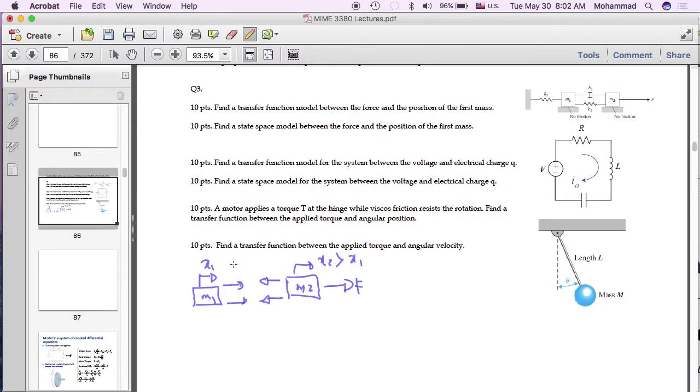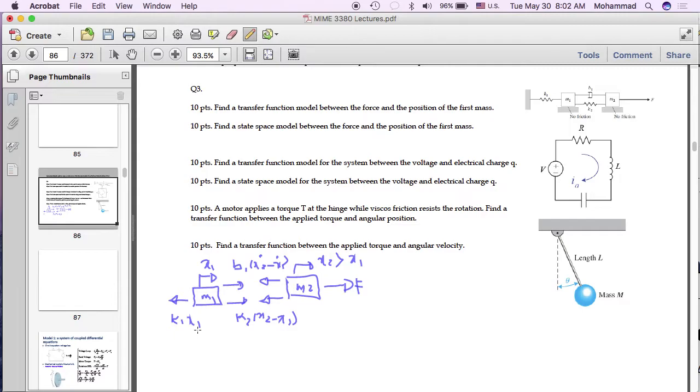Now the value of this force is B1 times x2 dot minus x1 dot, and the value of this force is K2 times x2 minus x1. And there is a force here coming from this spring that would slow this down, and it's going to be equal to K1 x1. So these are all the forces, and the figure indicates there is no other friction.